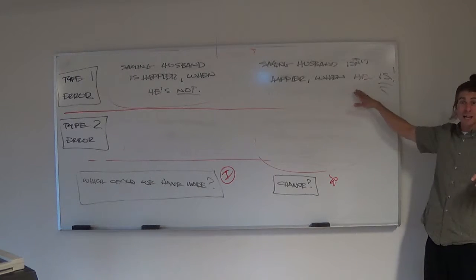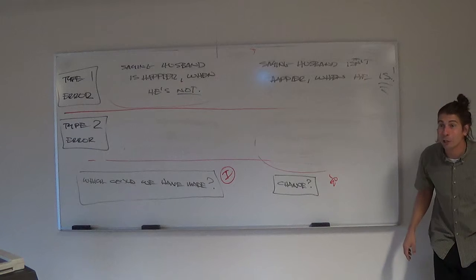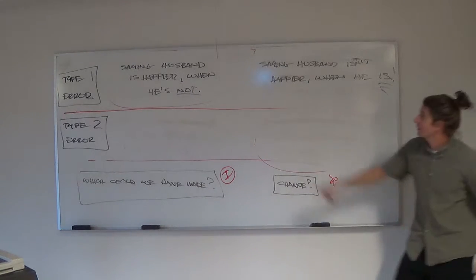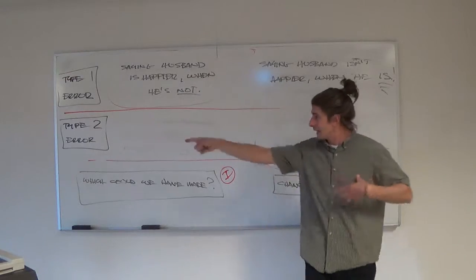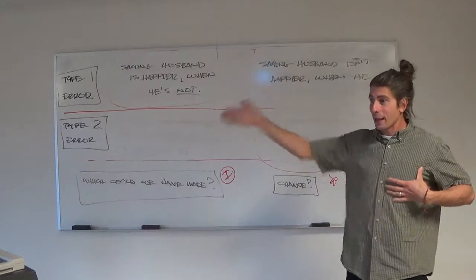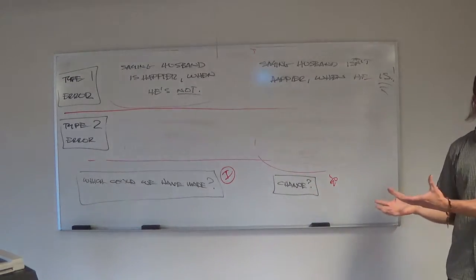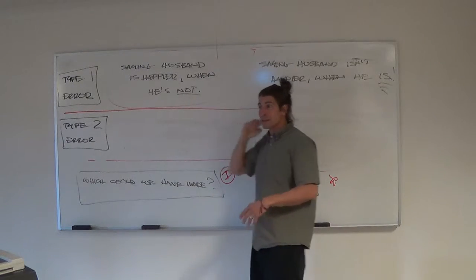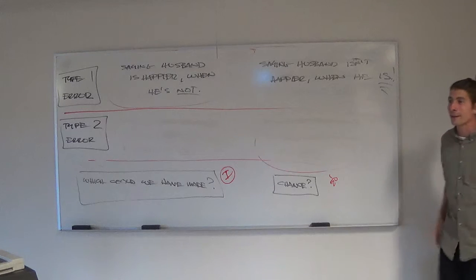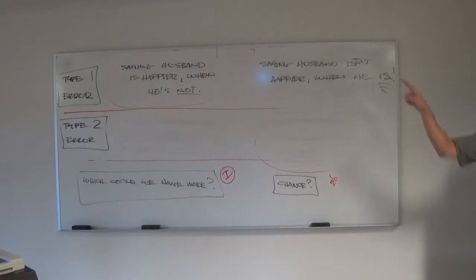Now, we couldn't have made a type 2 because what did we say in our conclusion? That the husband is happier. That's how we could be wrong. We said it appears the husband is happier. We could be wrong. We could say he's happier when in fact he isn't. That's your type 1. So use your conclusion to formulate your error.